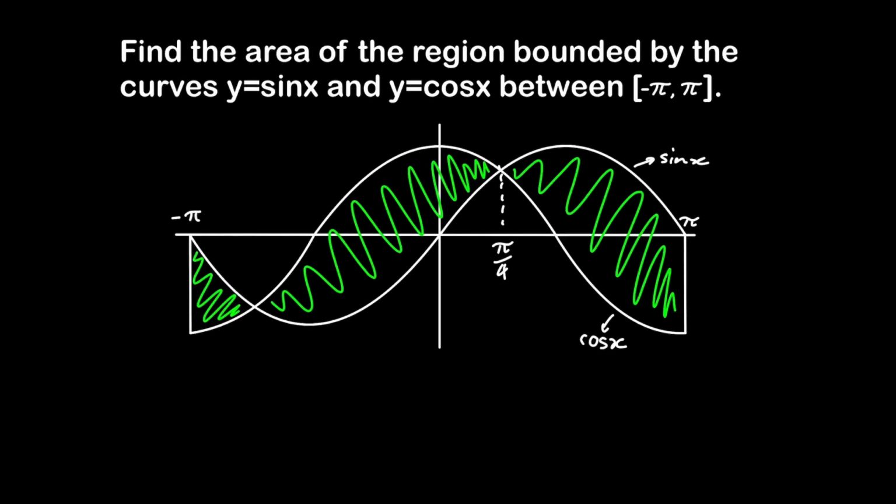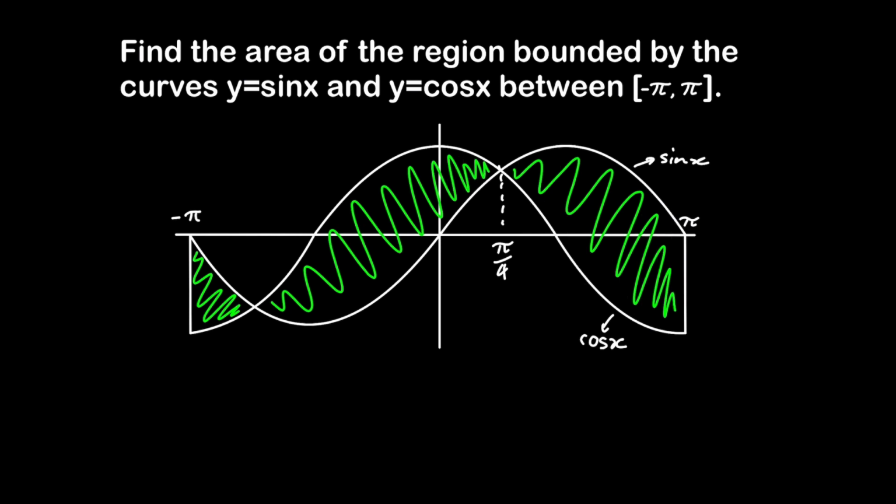Find the area of the region bounded by the curves y is equal to sine of x and y is equal to cosine of x between negative pi and pi. So the first thing that we should notice when we are doing this is that the area to the left side or the negative side of the y-axis and to the right or positive side of the y-axis is the same. So in other words, this area is the same as this area.